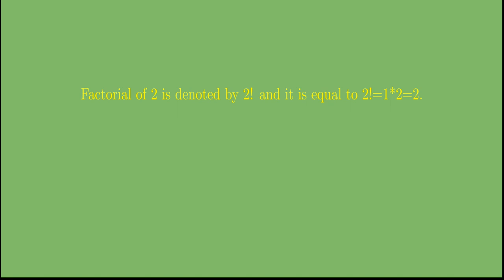Factorial of 2 is denoted by 2 exclamation mark, and the value of factorial 2 would be 1 into 2, that would be equal to 2. In the same way, factorial of 3 would be 1 into 2 into 3, that would be equal to 6. And factorial of 4 would be 1 into 2 into 3 into 4, that would be equal to 24.